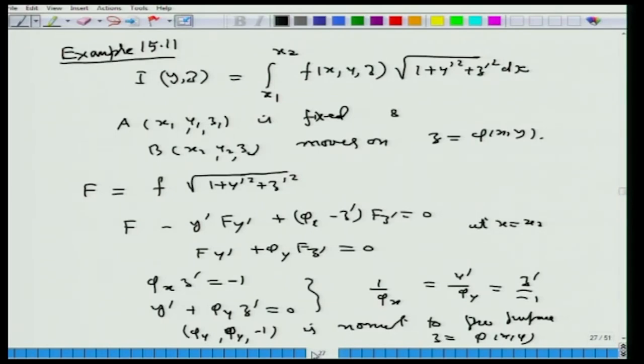So, here the integrand is capital F, which is given by small f times square root of 1 plus y prime square plus z prime square. And the condition here is the following, that f minus y prime f_y prime plus (phi_x minus z prime) f_z prime equal to 0 and f(y prime plus phi_y z prime) equal to 0 at the other end x equal to x2. And so, these conditions imply that phi_x z prime equal to minus 1 and y prime plus phi_y z prime equal to 0.